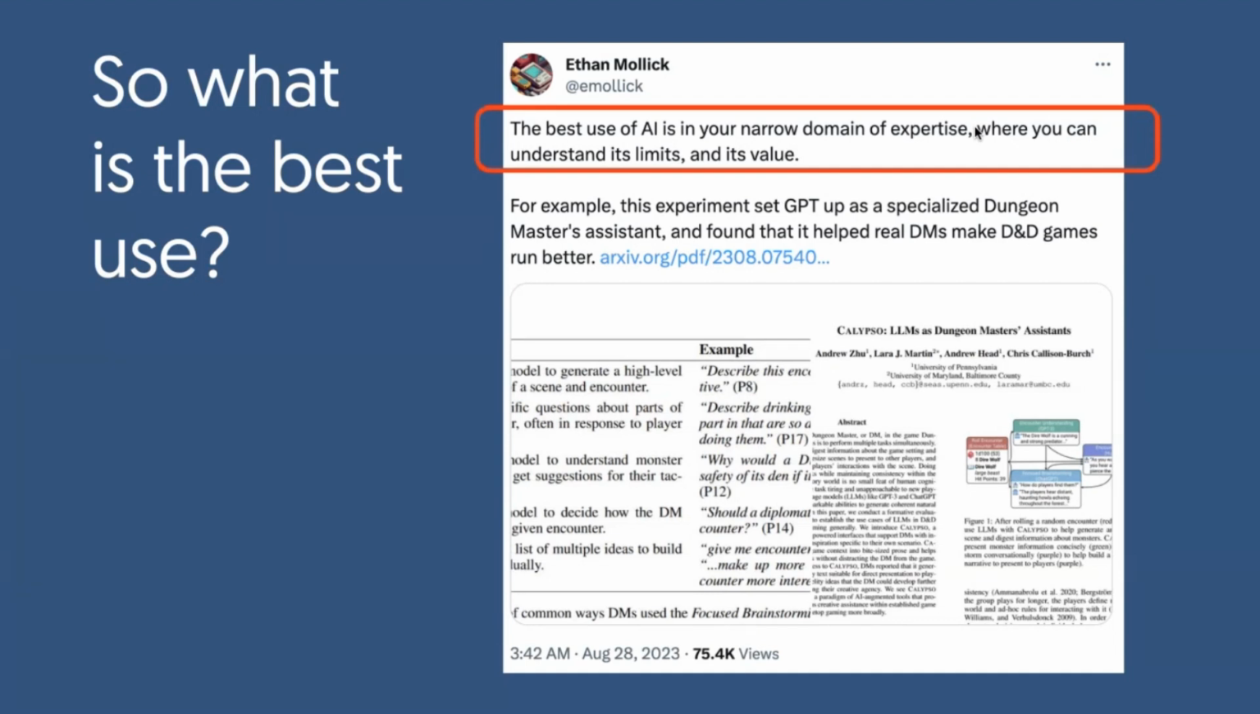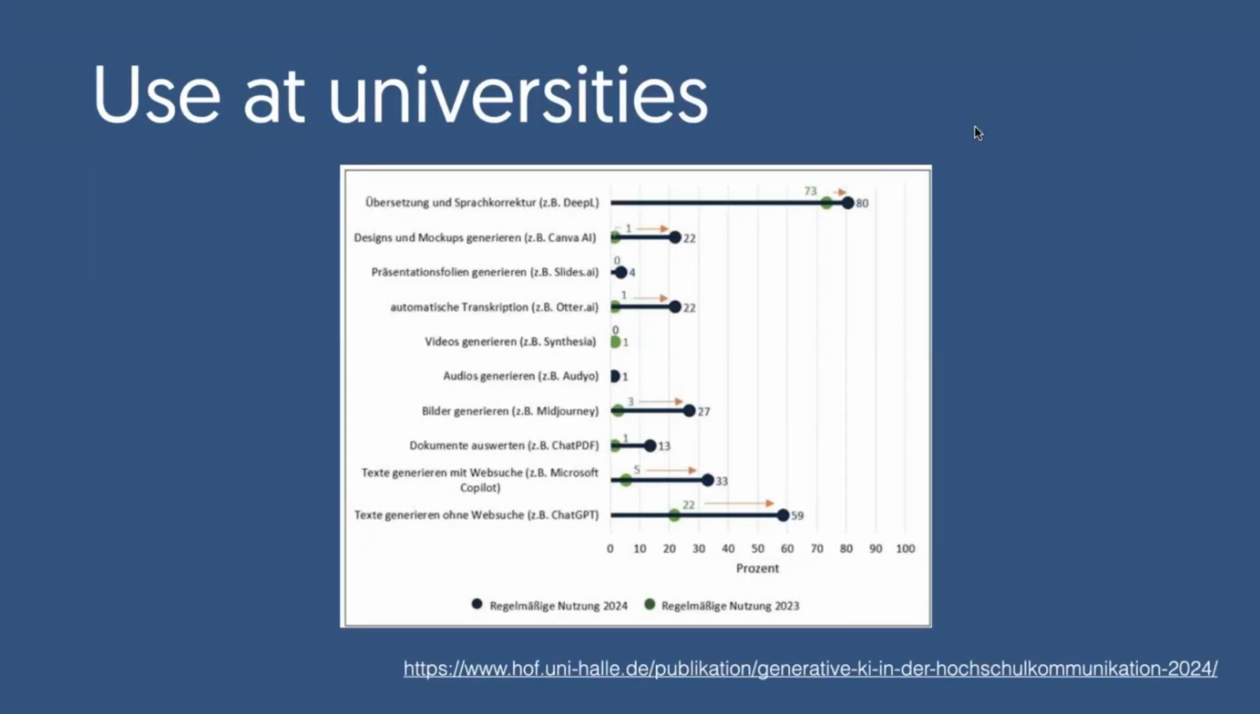But you always know when it is wrong, right? So, and this brings me to the fact that universities are actually starting to use these things in the last years. You see here 2 surveys from 23 in green and 24 just came out these days in Germany. And you see that universities in Germany are actually using DeepL for translation up to 80%, right? Of course, we all do.